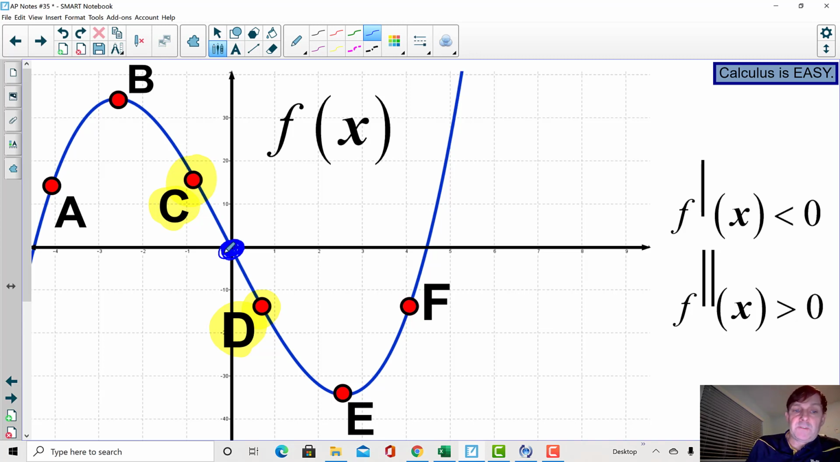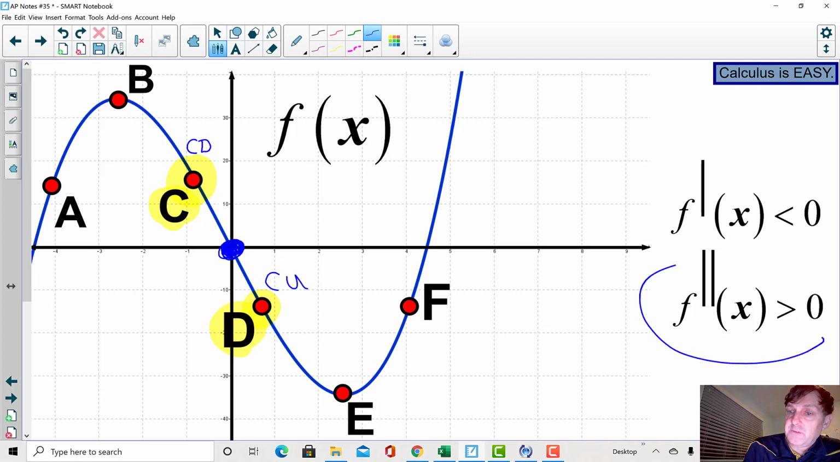Now I want you to notice at point D, we are concave up. So I'm going to put a CU for concave up. And I want you to notice at point C, we're concave down. So I'm going to put a CD there for concave down.